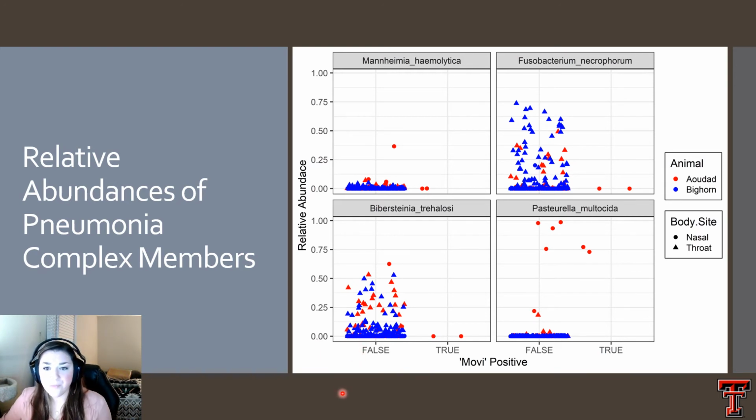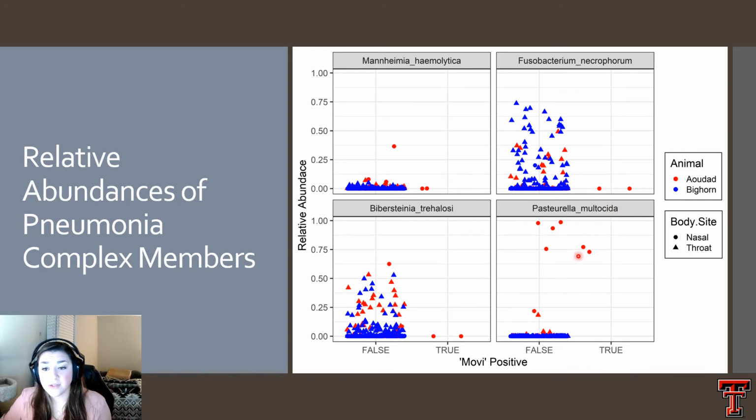So the biggest thing I'd like to note here is our Biebersteinia trehalosi and our Fusobacterium necrophorum. Those audad that did have MOVI are at a 0 relative abundance for those 2 specific bacteria. And the rest of these actually have a little bit higher relative abundances, especially in our throat swabs. So that is really good to note that maybe these are very healthy bacteria, and when they're gone, that's a bad thing.